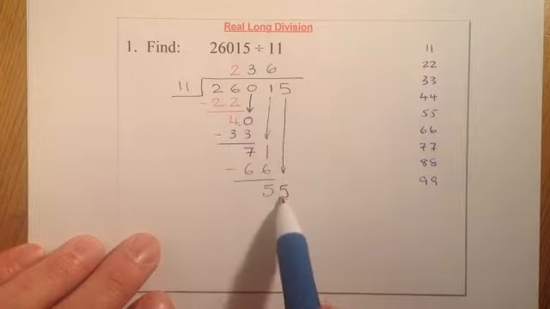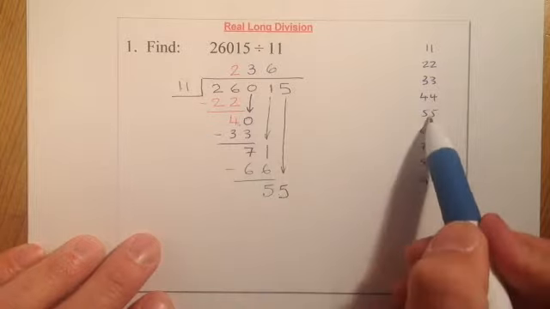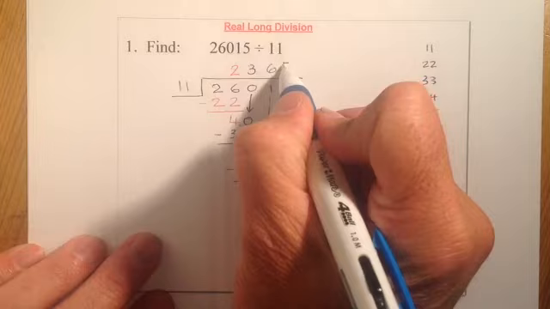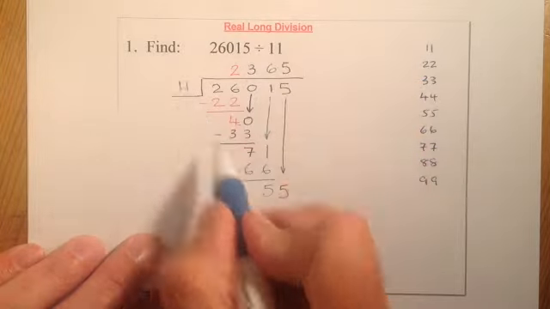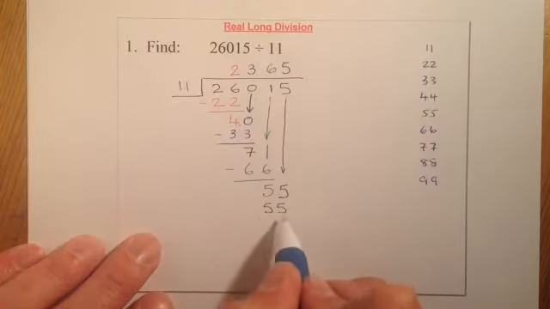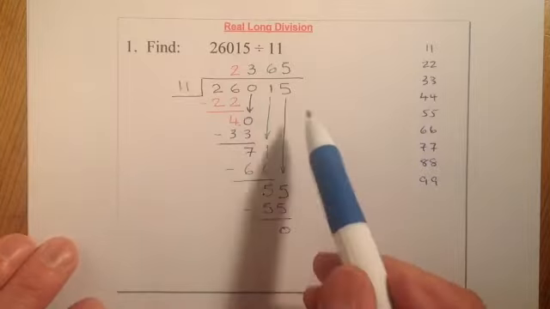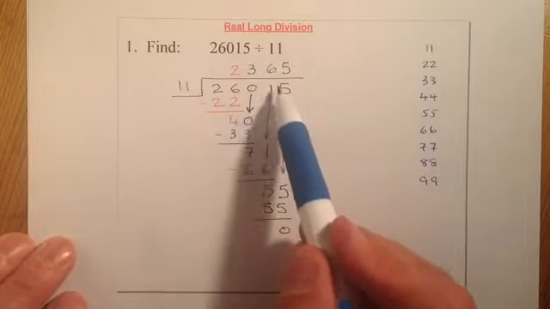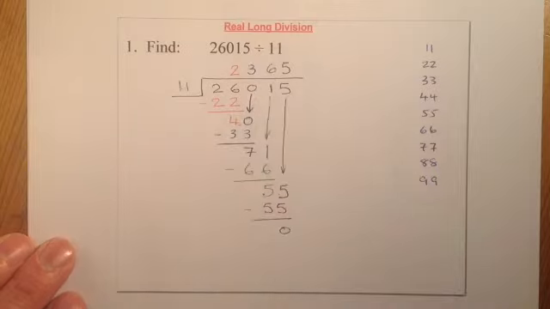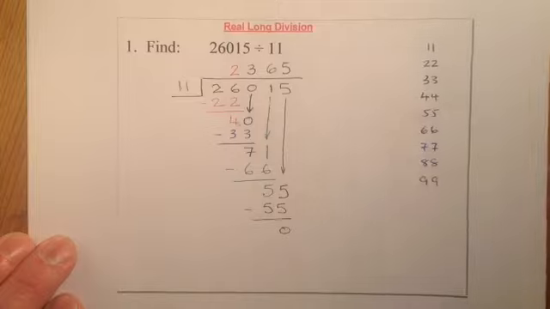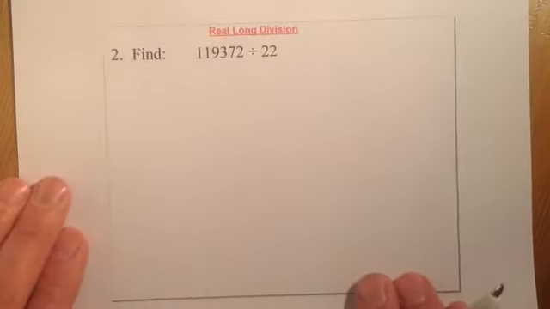How many 11s go into 55? Well, that's a nice neat one for me, that's 5 times. I know 5 times 11 is 55, and I don't have a remainder when I subtract that. So my final answer is going to be 2,365. Okay, so you can freeze the video and try the next question, or you can follow on and see how we work this one through.